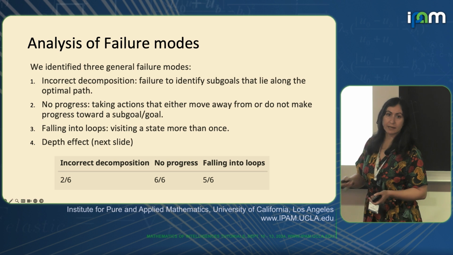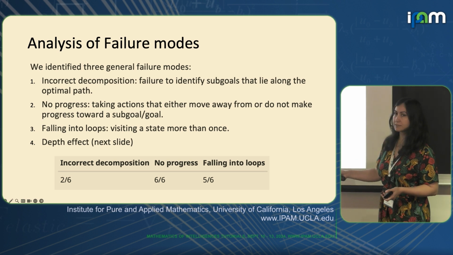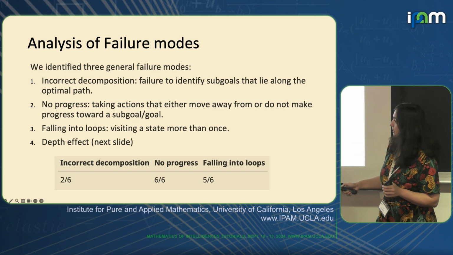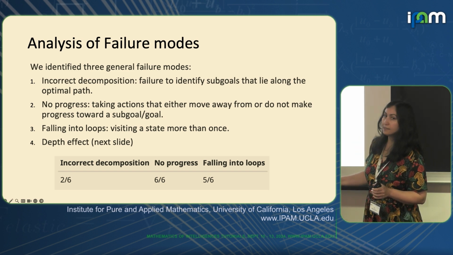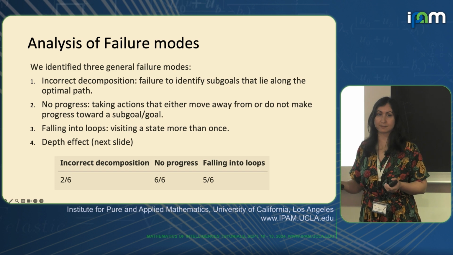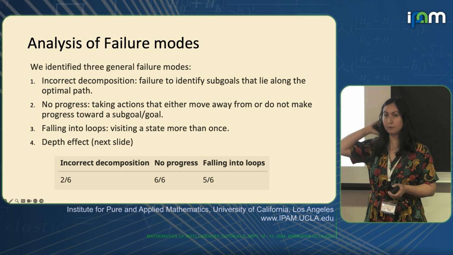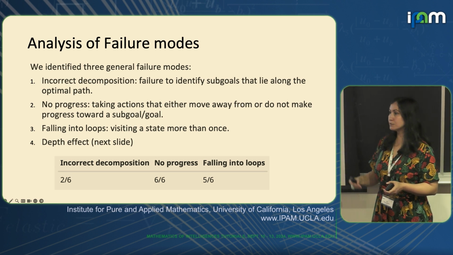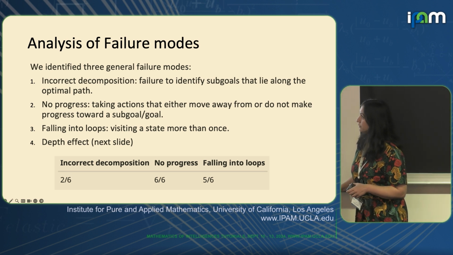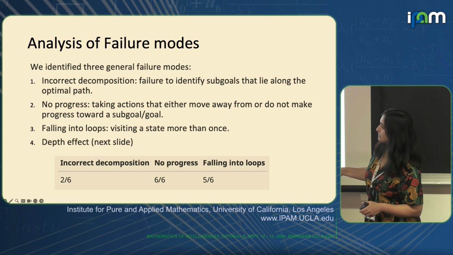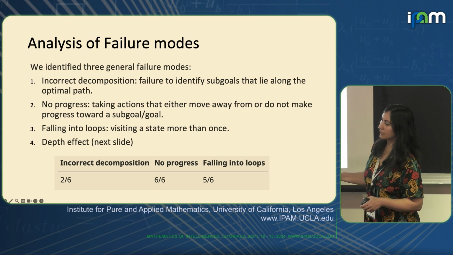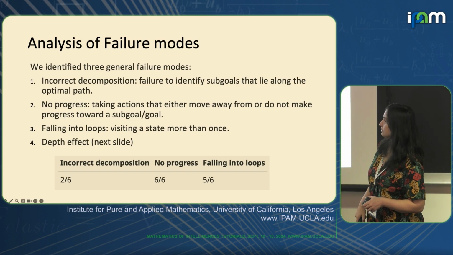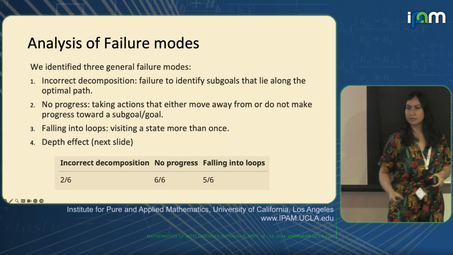So some of the issues, like I was mentioning to you, was no progress, right? It was not completing the task without doing crazy things. In some situations, it had an incorrect decomposition of the task, so our decomposer wasn't doing a great job. And in some situations, it was falling into loops. That's what happens when you have these kinds of situations, like visiting a state more than once. I don't know if I still have the depth effect here, but those are some of the failure modes.